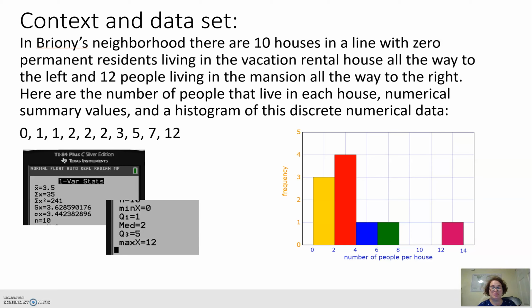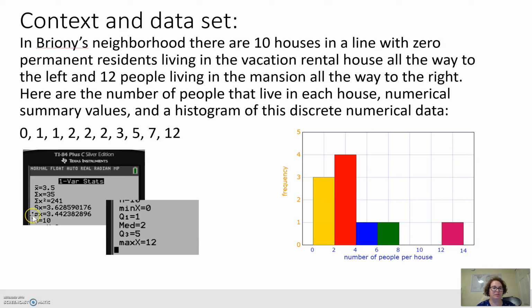Hi there, statistics students. We are going to take a look at this neighborhood of 10 houses, and now we want to understand what standard deviation tells us. So we have the value here, 3.6286 if we're going to round to 4 digits. Well, what does that 3 and a bit mean?